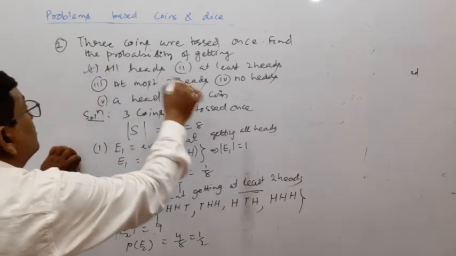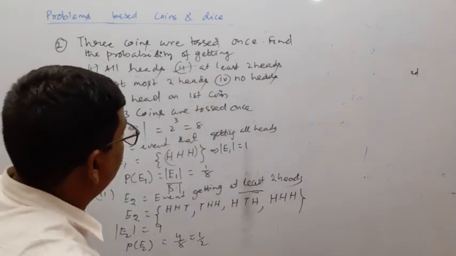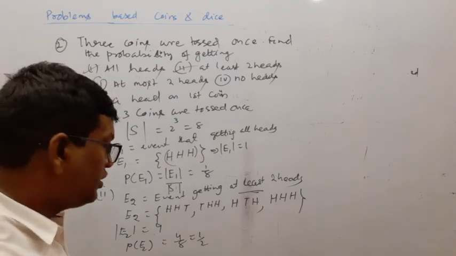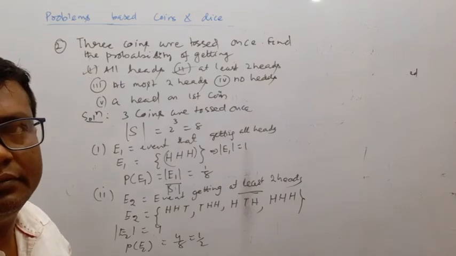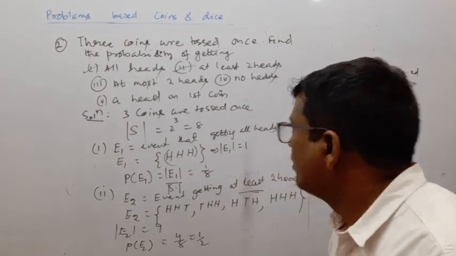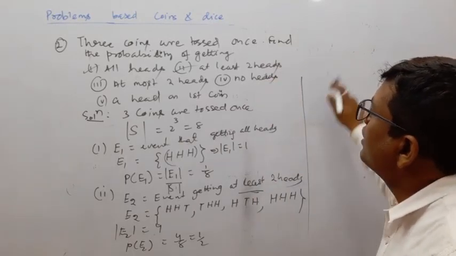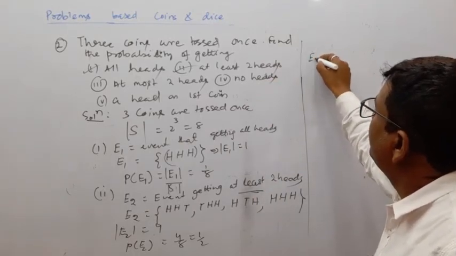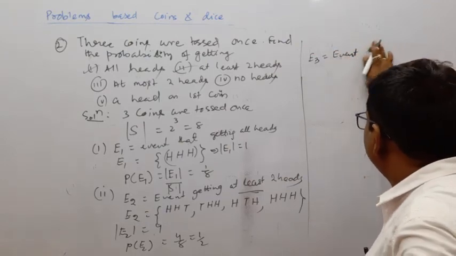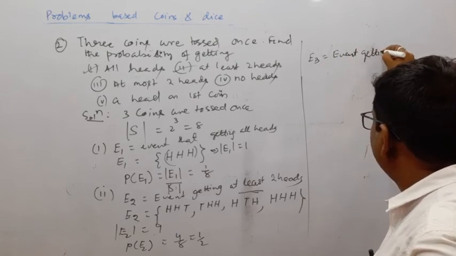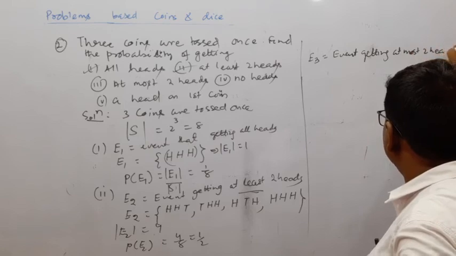First one is over. Second one is over. Now, at most two heads. Maximum two heads. That is what? Maximum two heads. Now A3 is equal to the event of getting at most two heads, which means a maximum of two heads.